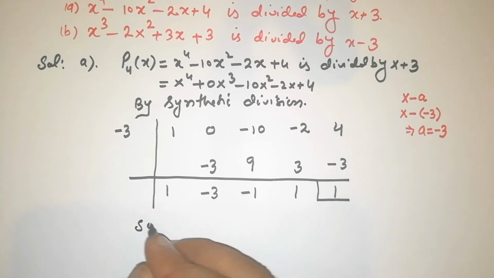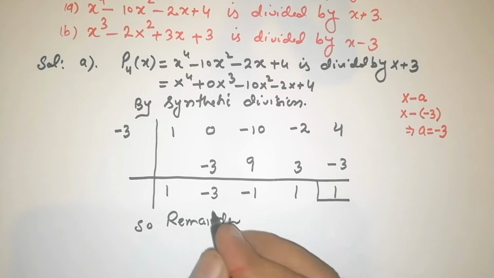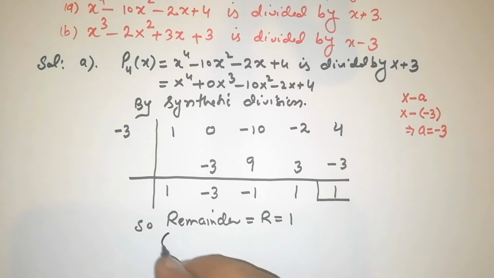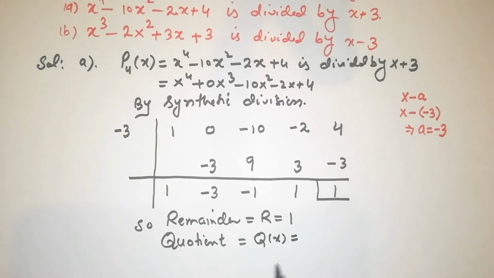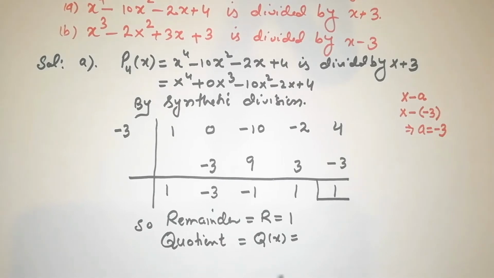So the remainder, which we denote by R, is 1, and the quotient we denote by Q(x). This is equal to, students, see here, 1, minus 3, minus 1, 1. Actually this 1 was the coefficient of x^4, but in the quotient you will write one degree less, meaning 1 is the coefficient of x cube.